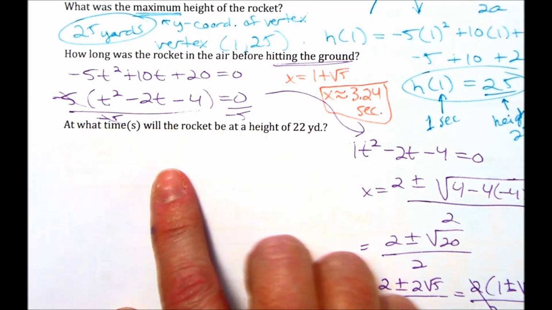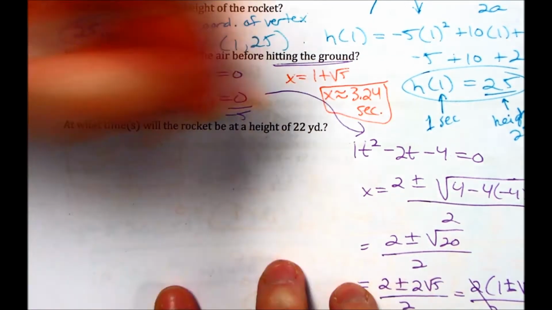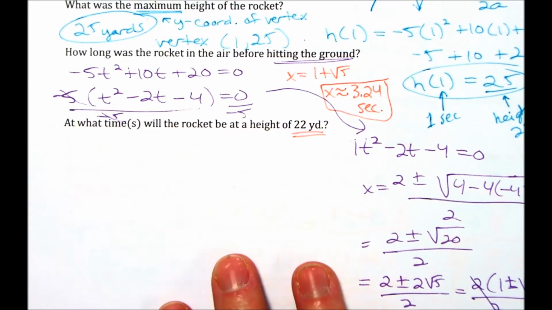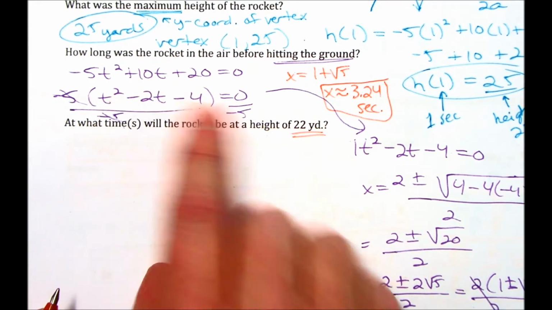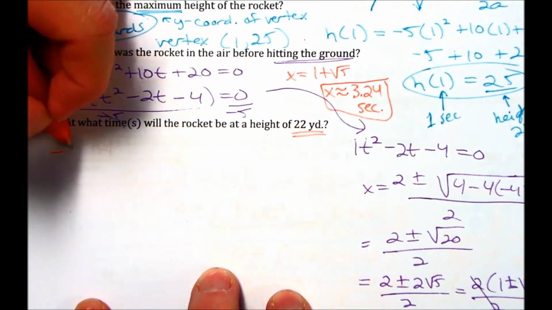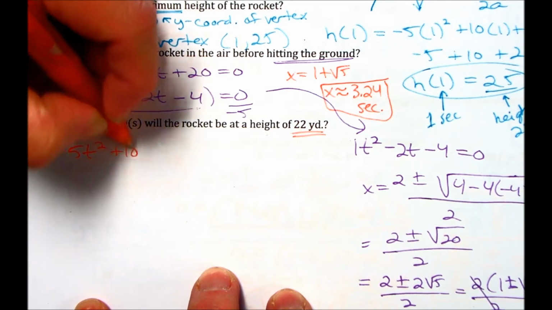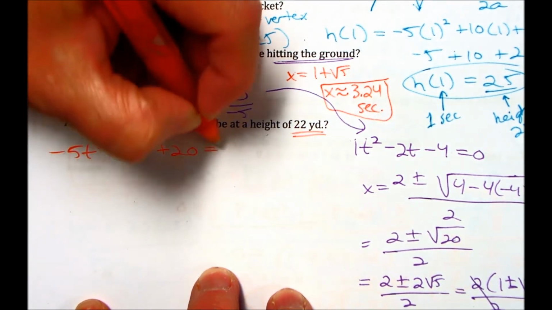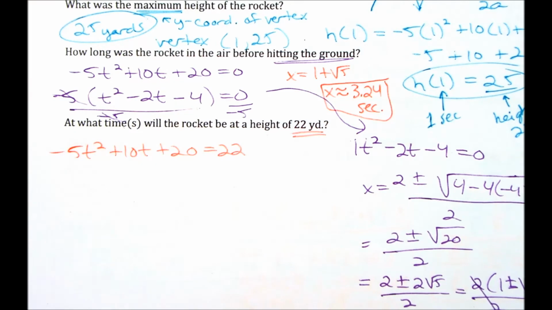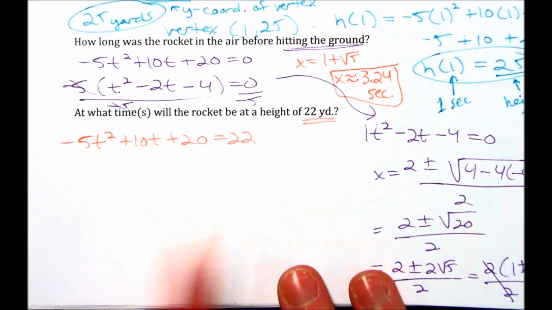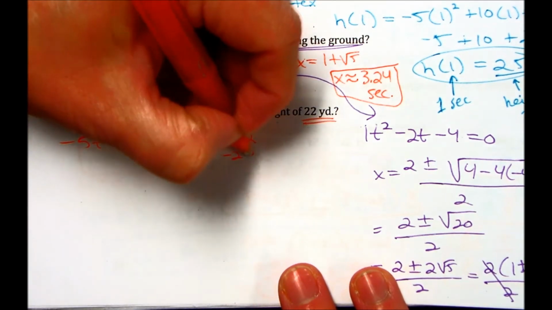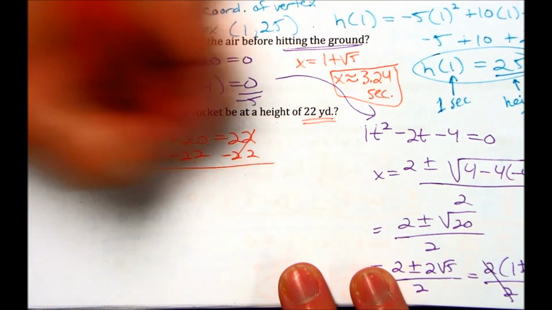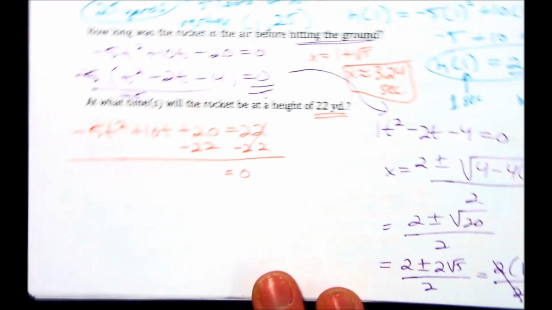Okay, so then the next one, they want us to know what time will the rocket be at a height of 22 yards. So for this one, instead of setting the equation equal to 0, we're going to set the equation equal to 22. Now when you solve an equation by factoring or with the quadratic formula, you have to have it set equal to 0. So we have to subtract 22 to get 0 on one side of the equation.